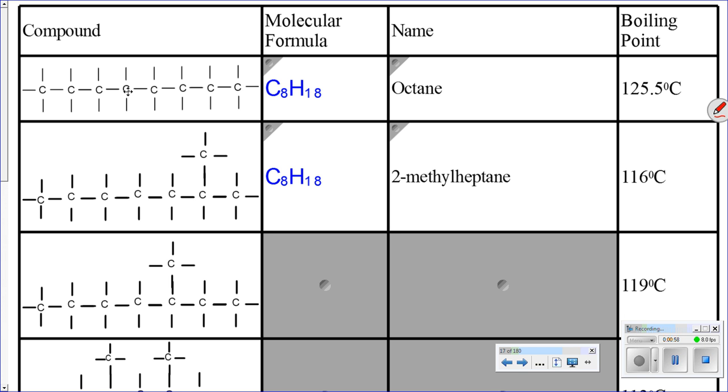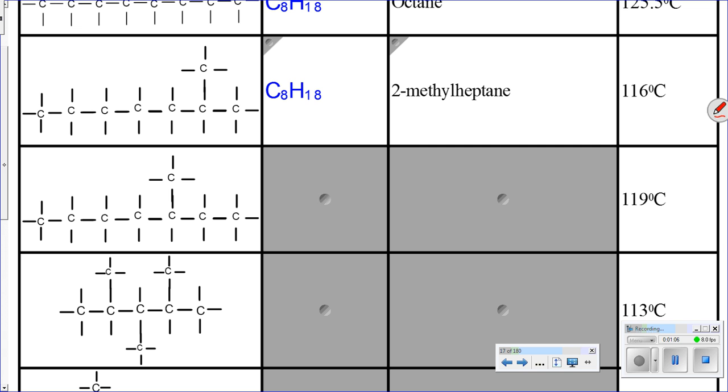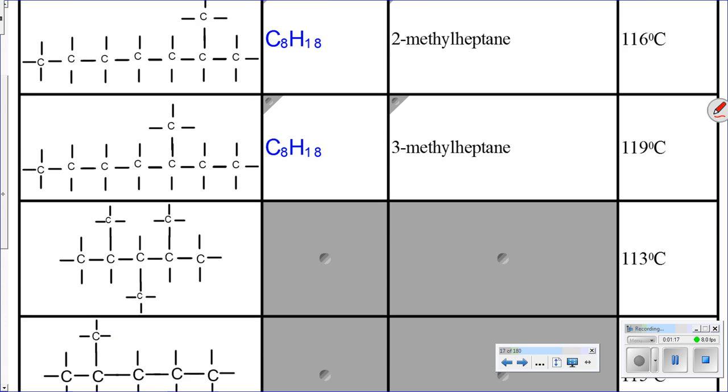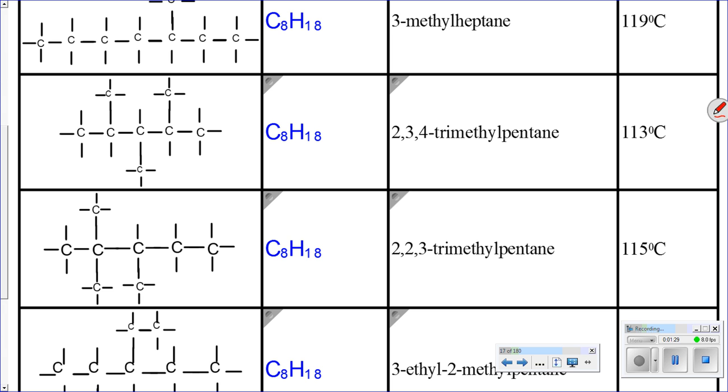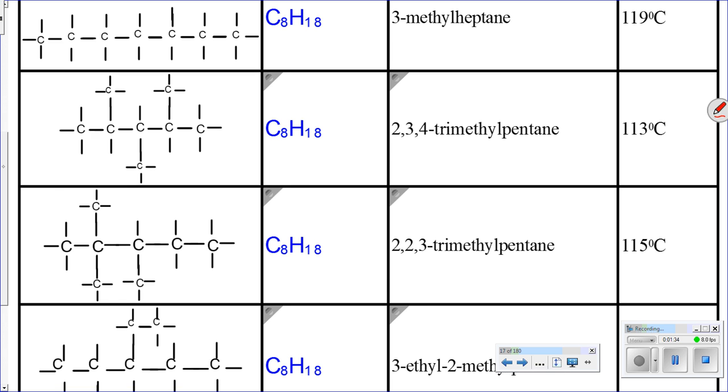However, it still has the same molecular formula, but the boiling point is actually a little bit lower. The next molecule up here is very similar. We actually just took that branched chain and moved it over one to give us 3-methylheptane. And that actually altered the boiling point as well. If you continue to look at the rest of the molecules on this page, you'll notice they all have that same molecular formula, the same number of carbons and hydrogens. However, they do have a different arrangement, which leads to them having different names and leads to them behaving differently. They have different boiling points.